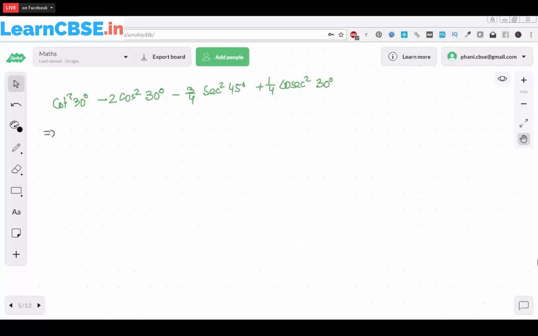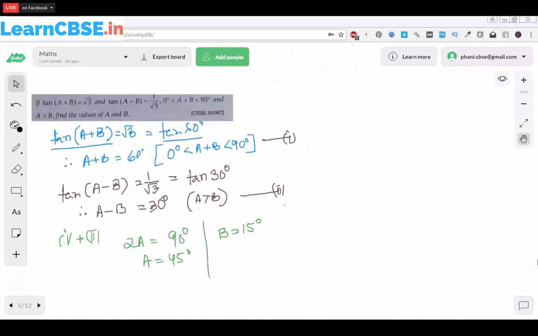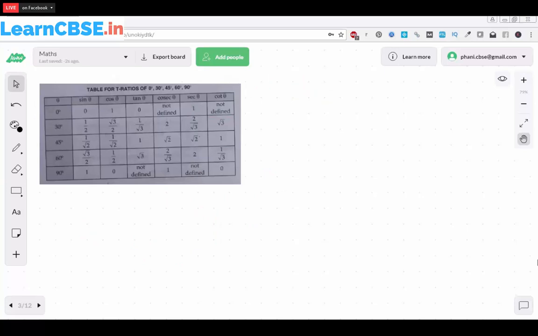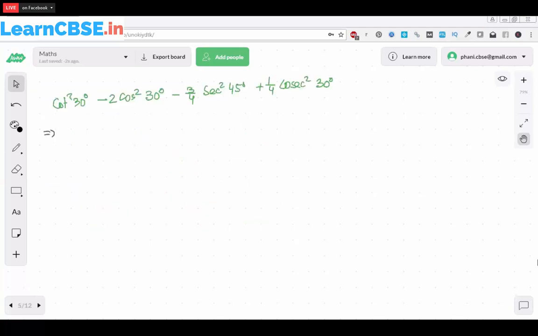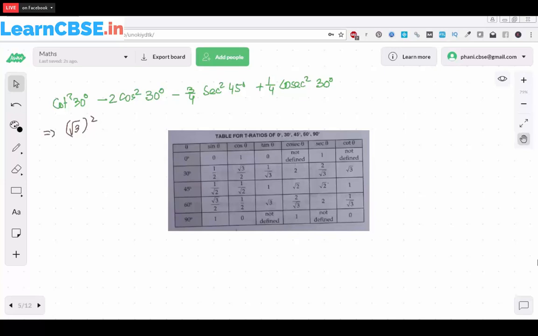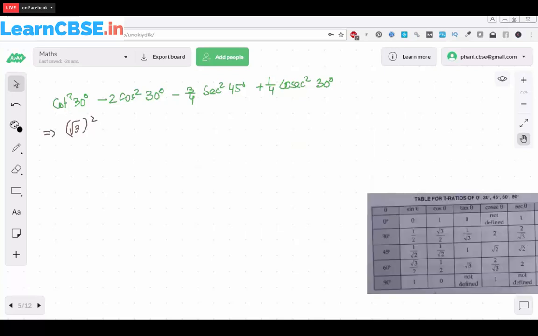So all these data can be drawn from the table. Cot square 30 degree. So what is the value of cot 30? The value of cot 30 is root 3. So we have cot square 30 degree, so we will do root 3 whole square. Then we have cos square 30 degree. What is the value of cos 30 degree? It is root 3 by 2 according to the table given. So this is the table which we need. So minus 2 into root 3 by 2 whole square.